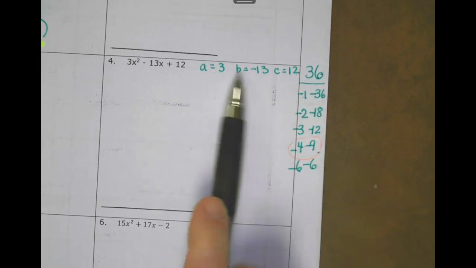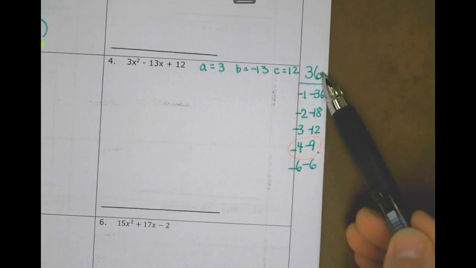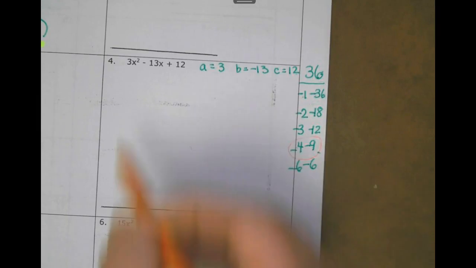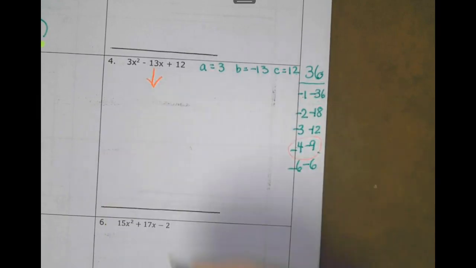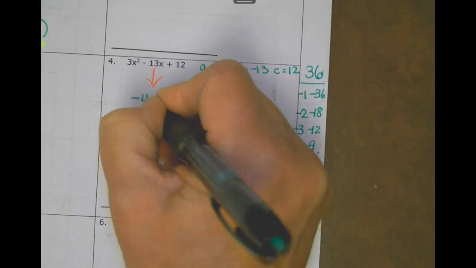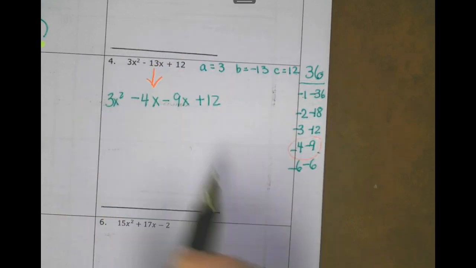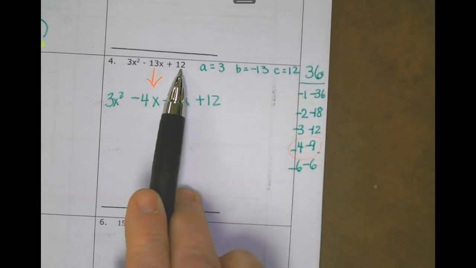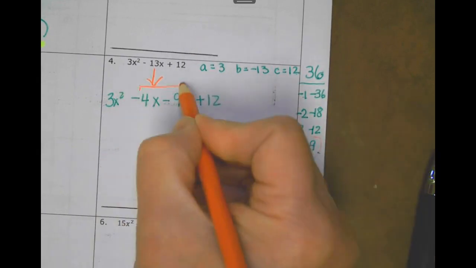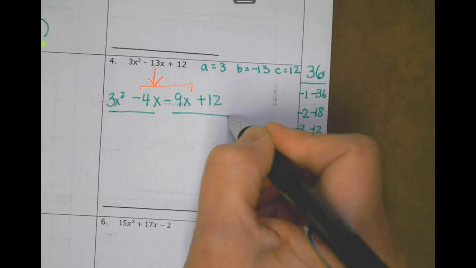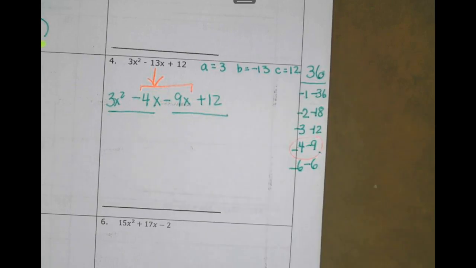These two add together to equal negative 13, and they also multiply together to get 36. That's the pair I'm looking for to replace the negative 13. Why am I replacing the negative 13? I'm still going to have the 3x squared in front. I'm still going to have the 12 in the back. These replace the negative 13. The reason I needed to replace the negative 13 is because I need 2 groups of 2. I got to have 4 terms so I can make them into 2 groups of 2.